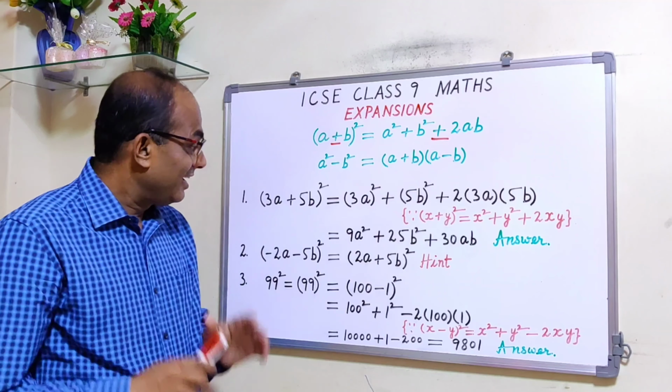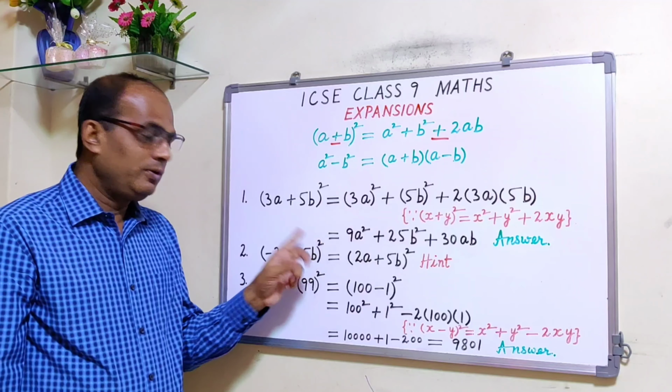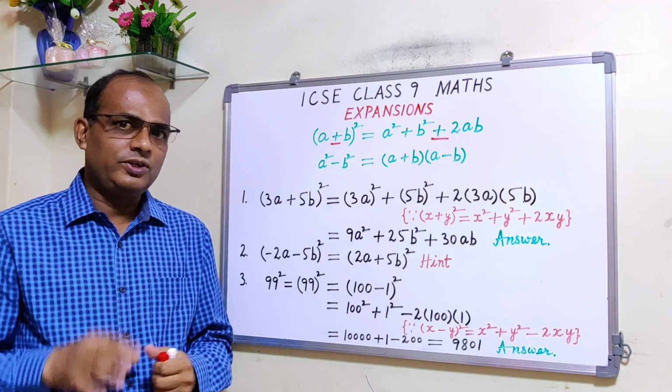That's the answer. Second question, I have taken minus 2a minus 5b whole square. Please try to understand mathematics. Maths is very easy. The concept you need to understand.